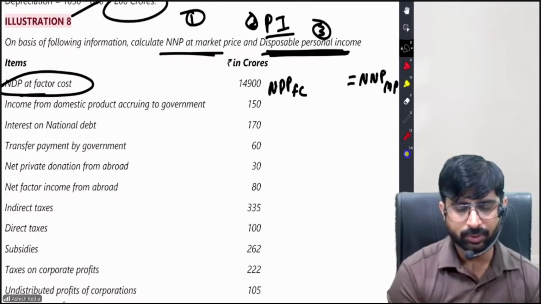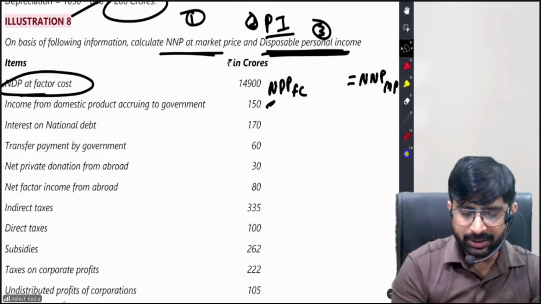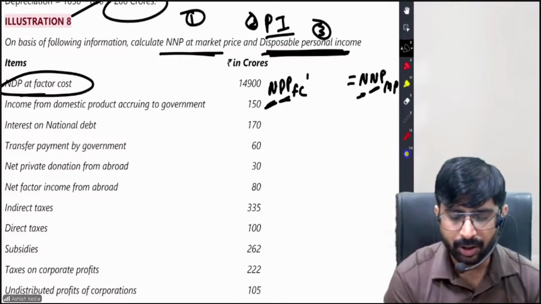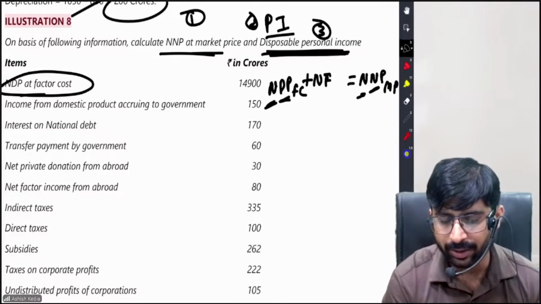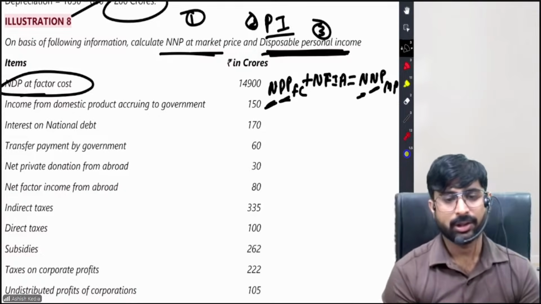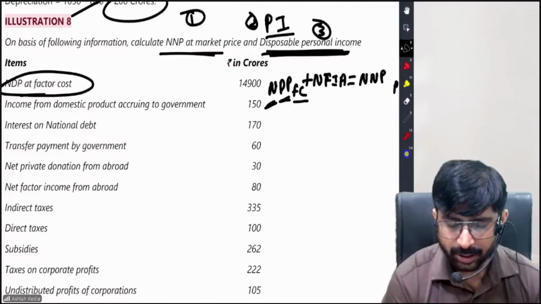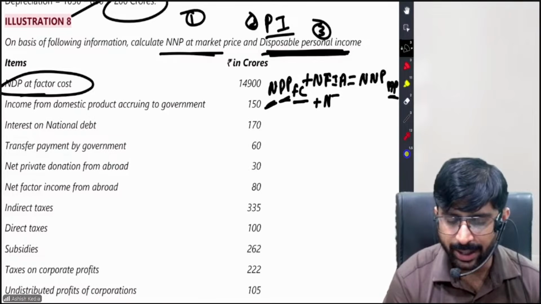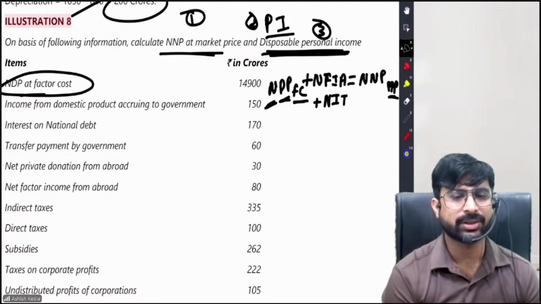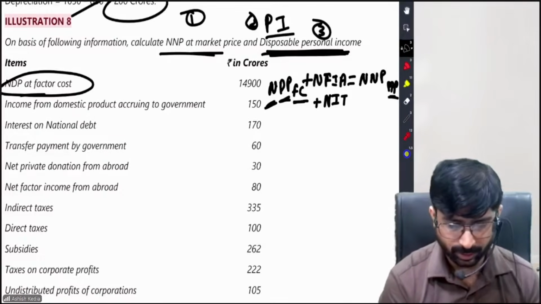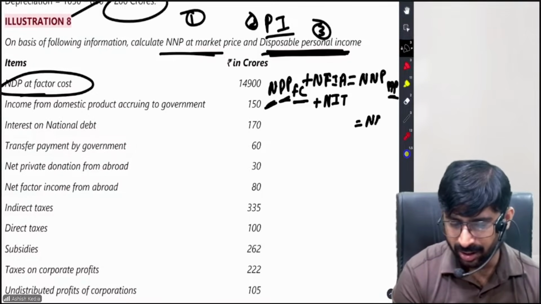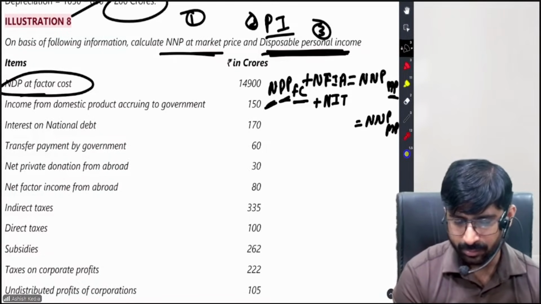Okay, now it's very easy. See, this is net, this is net, this is domestic product, this is national product. What do you do? You add NFIA. Now, this is factory cost, this is market price. How do you reach it? Add net indirect taxes. So, to reach NNP at MP, here is NNP at MP.